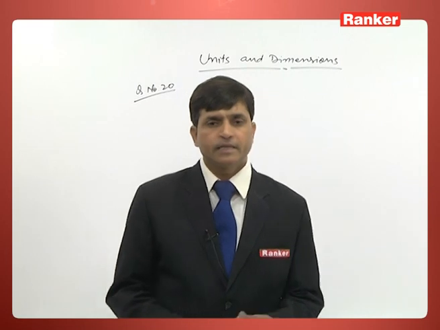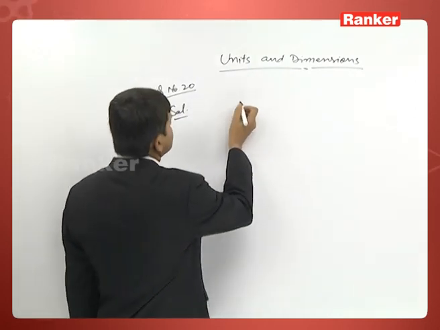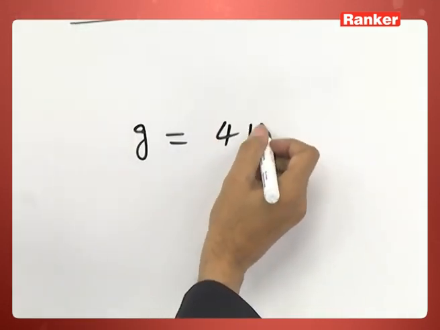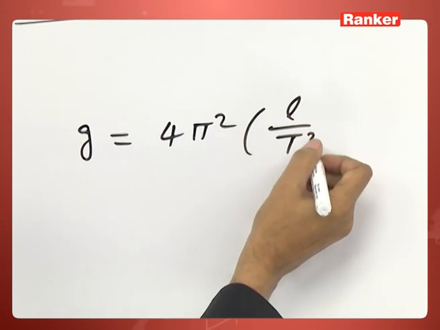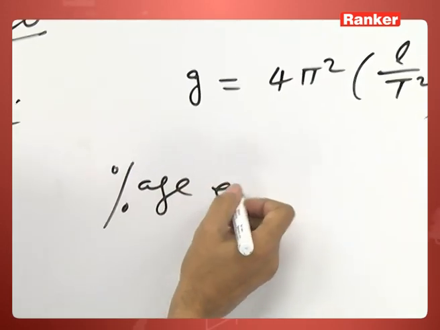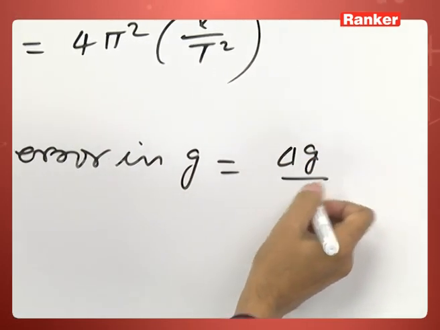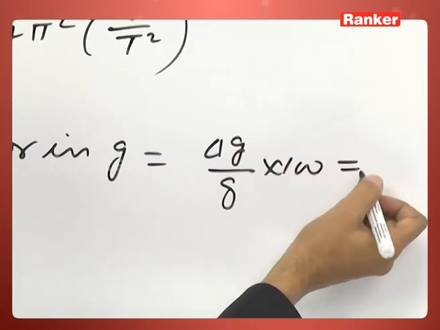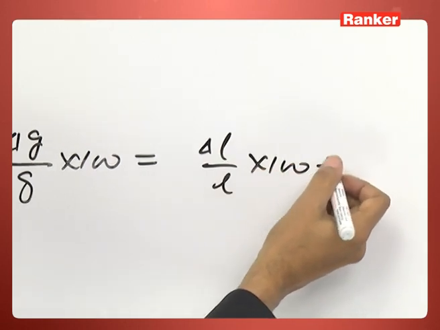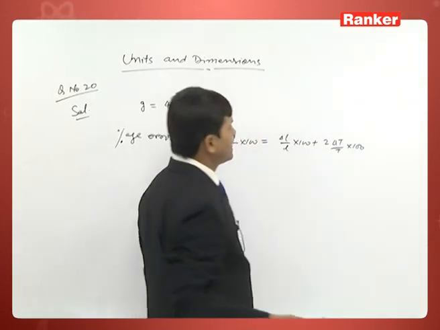Now see how to get the solution of this. As g can be written as 4 pi square L by T square, so percentage error in g can be written as delta g by g into 100, which is equal to, from this expression, delta L by L into 100 plus 2 times delta T by T into 100.